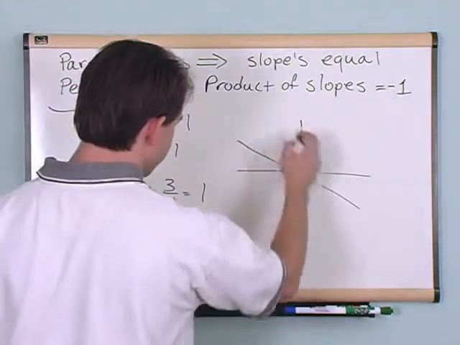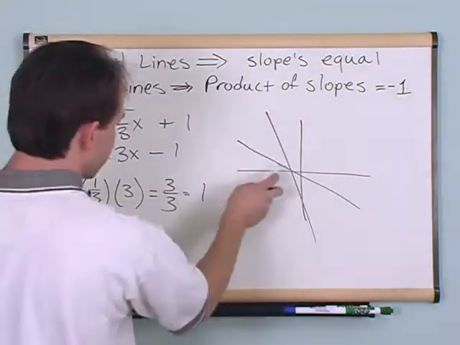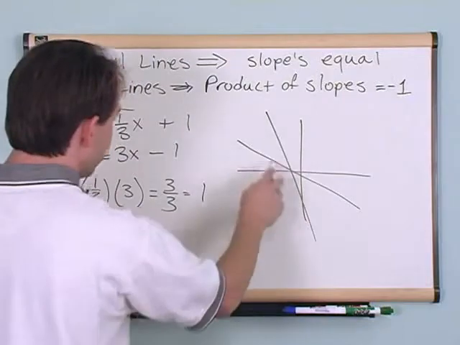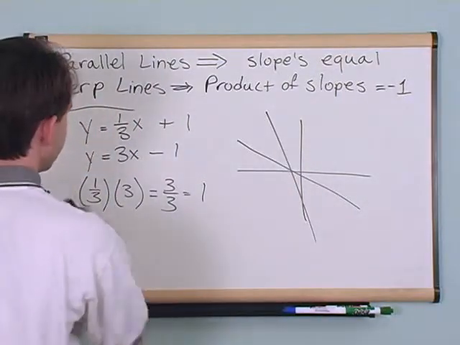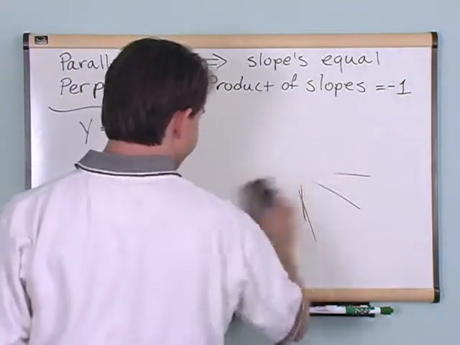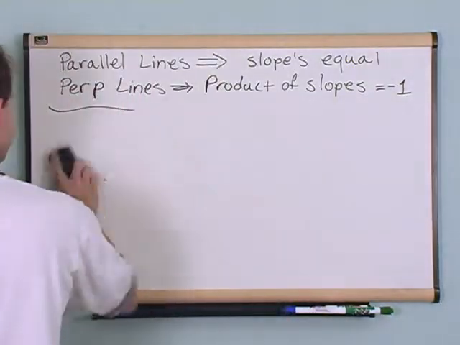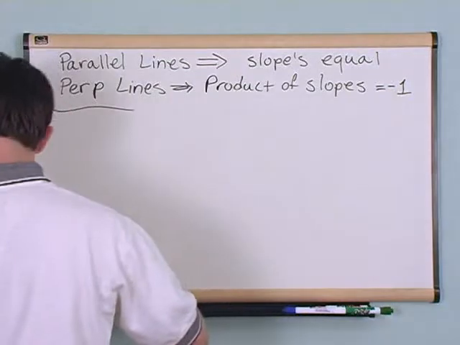I'm not going to plot these lines, but a general example of that would just be any old two lines. They're definitely not parallel. They're definitely not perpendicular. They're just two lines that intersect at some other angle.